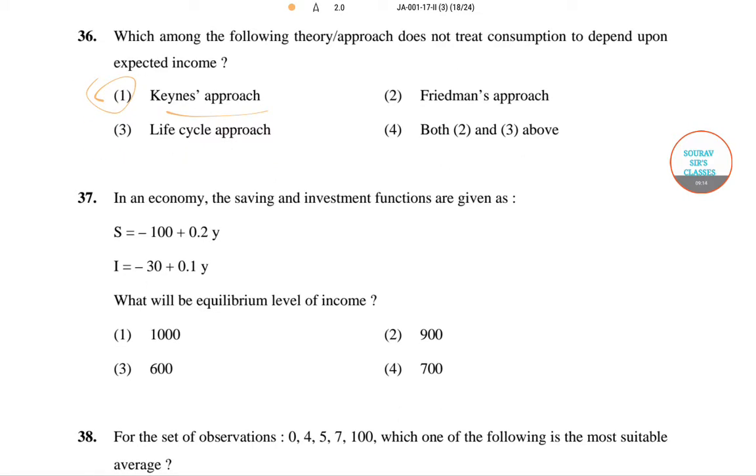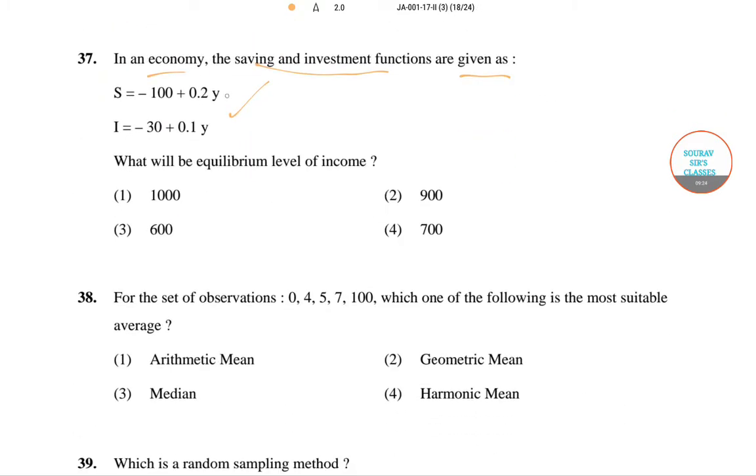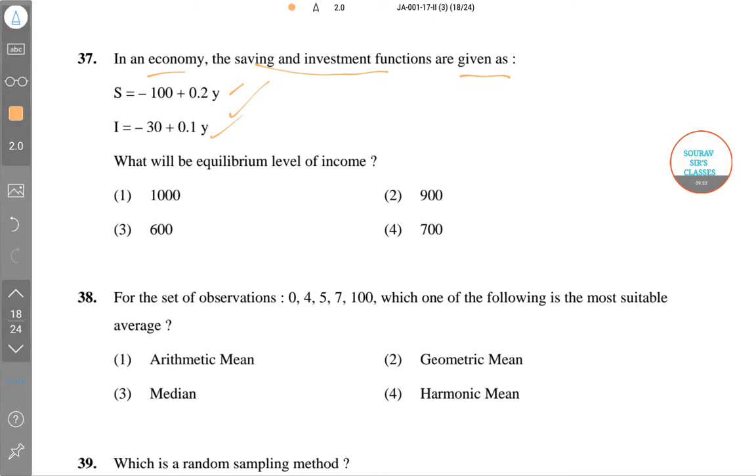In question number 37, it is given that in an economy, the saving and investment functions are given as this. What will be the level of equilibrium? We know that at equilibrium, saving is equal to investment. So how do we do it? For this, we'll take another page.